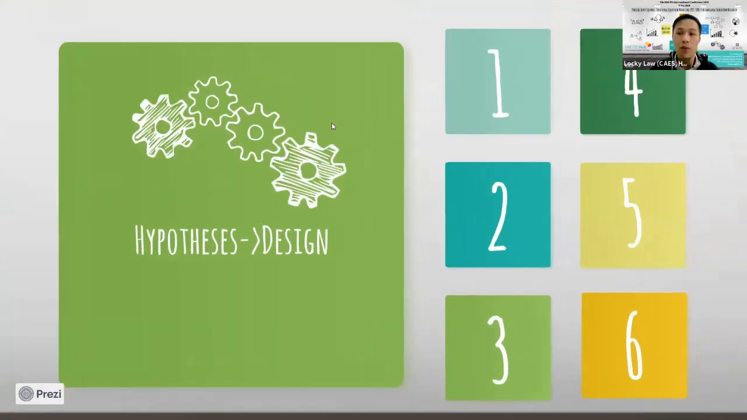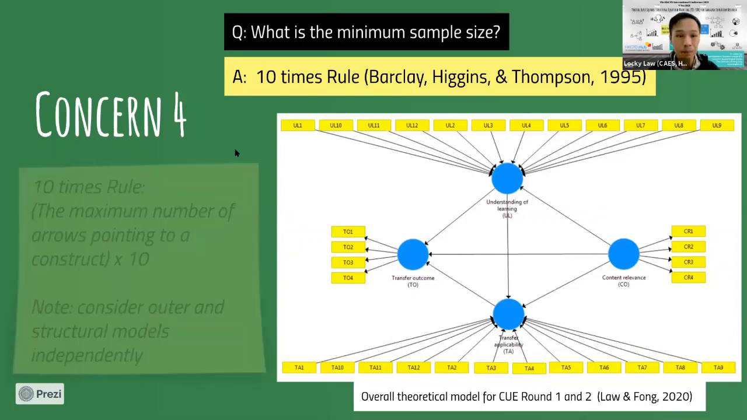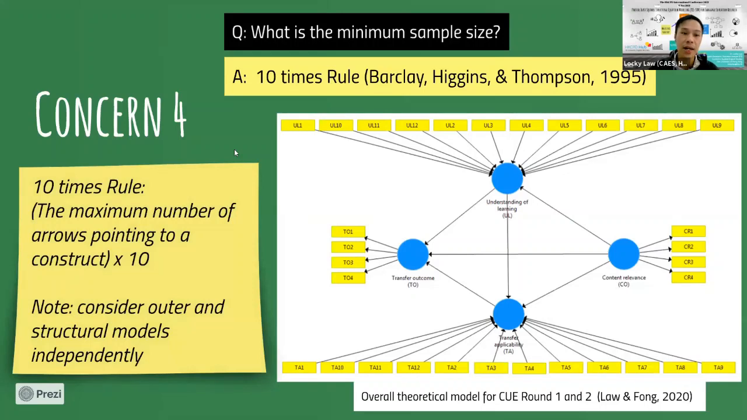So that's concern 3. And related to concern 4, so what is the minimum sample size? Now, actually, there is software that you can download for free. It's called G-Power. You can input all these variables and numbers to get an exact value of the minimum sample size. But because here we don't want to go into very complex detail, I'll just give you this 10 times rule. What the 10 times rule says is that the minimum sample size should be around the maximum number of arrows pointing to a construct times 10.